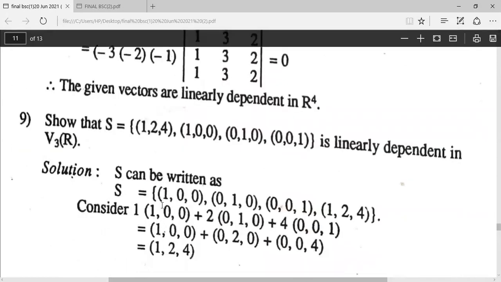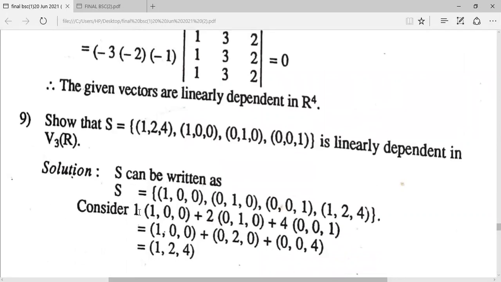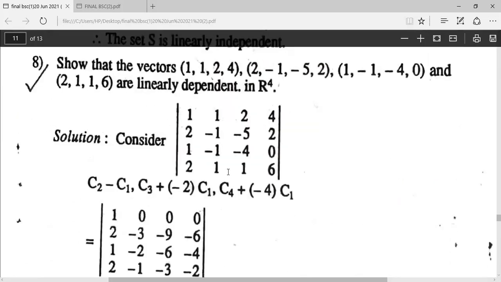So then S is 1, 0, 0, 0, 1, 0, 0, 0, 1, 1, 2, 4. Consider 1 into 1, 0, 0, first vector, 2 into 0, 1, 0, second vector, 4 into 0, 0, 1. Once you simplify the corresponding components, 1 into 1, plus 2 into 0, plus 4 into 0, first component addition, second component addition, similarly third component addition, and you will get 1, 2, 4. The meaning of this is, you have expressed the last vector 1, 2, 4 as the linear combination of the preceding ones. According to that theorem, you have a theorem.